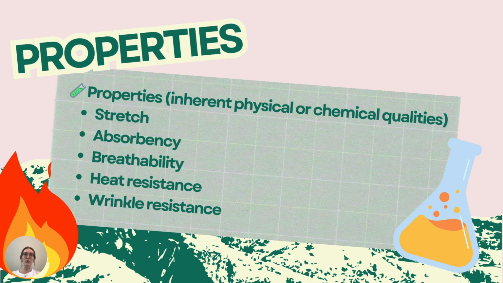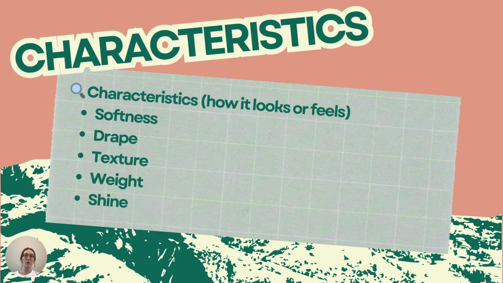So the first one was properties. When we're talking about properties, it's something physical or chemical about that fabric or fibre. So a physical quality. So that might be stretch, absorbency, breathability, heat resistance, wrinkle resistance. They're all examples of properties.